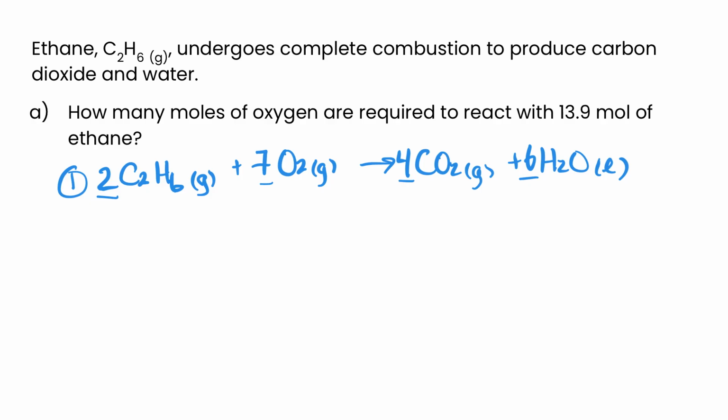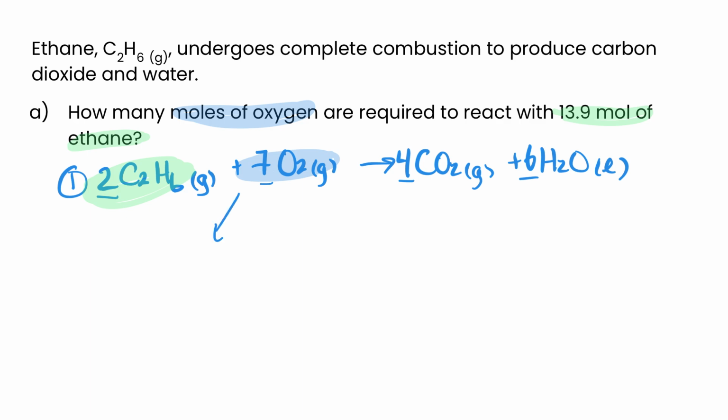Okay, we've got our balanced chemical equation. Let's take our handy dandy highlighter and highlight that we're given moles of ethane. So that's here in our balanced chemical equation. And then we are looking for moles of oxygen. So that's given here in our equation.